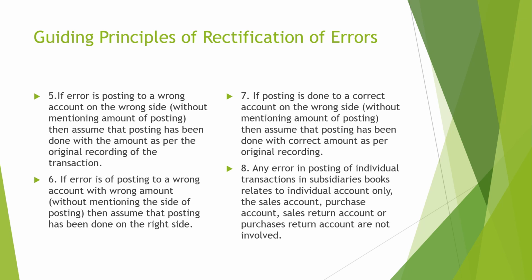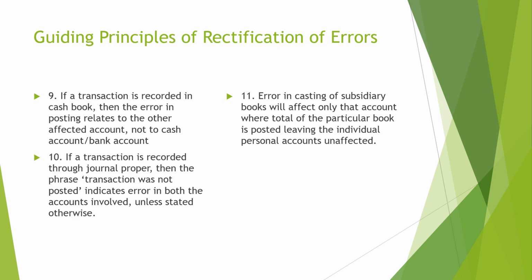Any error in posting of individual transaction in subsidiary book relates to individual account only, then sales account, purchase account, sales return account, purchase return account are not involved. So my dear friend, again we are proceeding. If the transaction is recorded in cash book, then the error in the posting relates to the other affected account, not to cash account, bank account. If transaction is recorded through journal proper, then the phrase transaction was not posted indicates error in both accounts involved unless stated otherwise. Error in casting of subsidiary books will affect only that account where total of the particular book is posted, leaving the individual personal accounts unaffected.